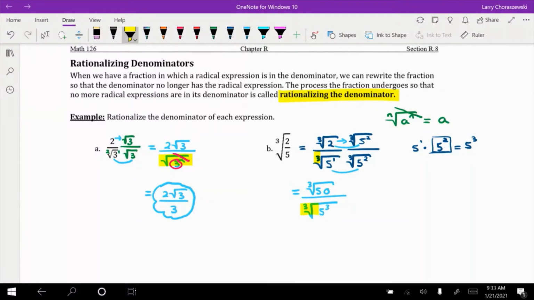And same thing as the last example. We get the radical canceling out the power in the bottom. On top, we'll just leave that as the cube root of 50. It actually doesn't break down any further. And on bottom, we just get regular 5. Any questions so far?